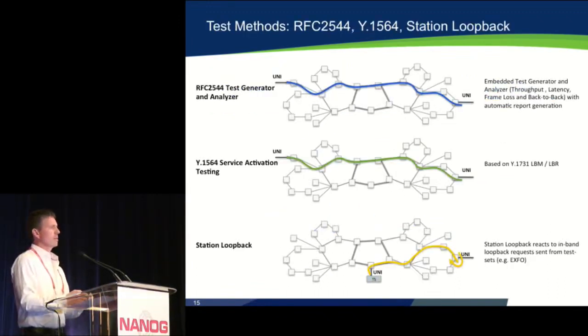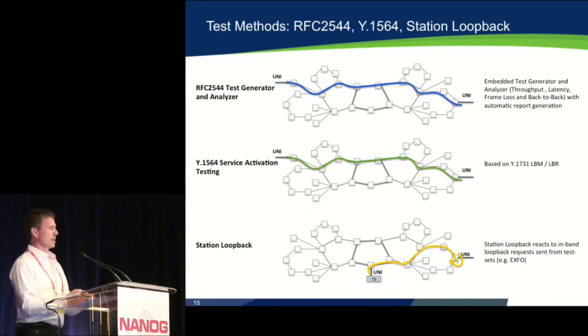So in order for a customer or a service provider to test their network, different test methods have been standardized, which allow measurement of or define specific tests that need to be run for throughput, latency, and frame loss. So the first one was RFC 2544, which was introduced by the IETF, and it deals with maximum bandwidth flows through the network and measures the throughput and latency.